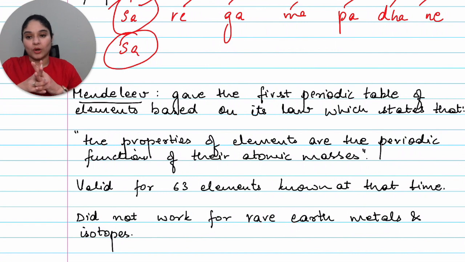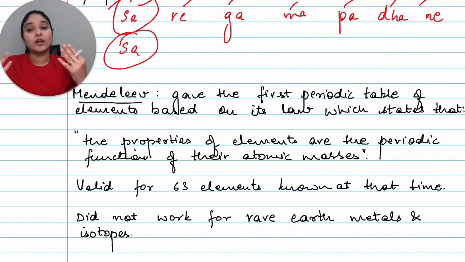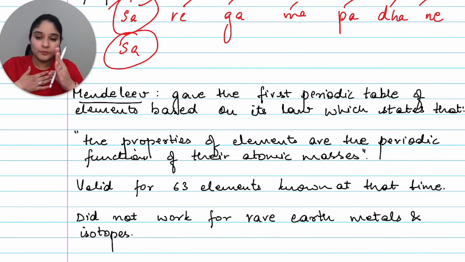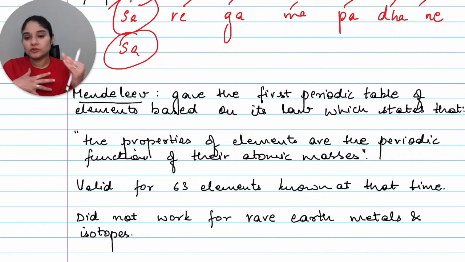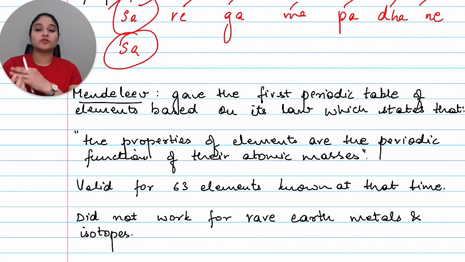The second thing was, as per his theory, because he was considering atomic mass, he was not able to add isotopes in between. Isotopes would just differ by small numbers in the atomic mass. So when he tried to add up isotopes, the entire table became really, really big. Because the introduction of isotopes was mandatory, since he was using atomic mass as the logic, he was not able to fit in all the elements. Second, it was only valid till 63 elements.